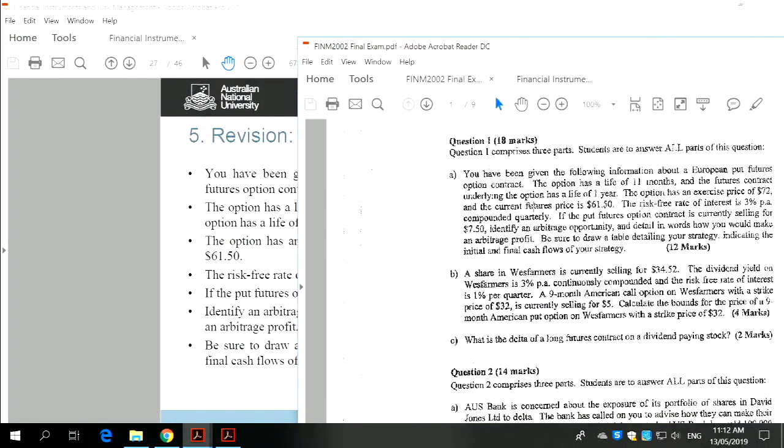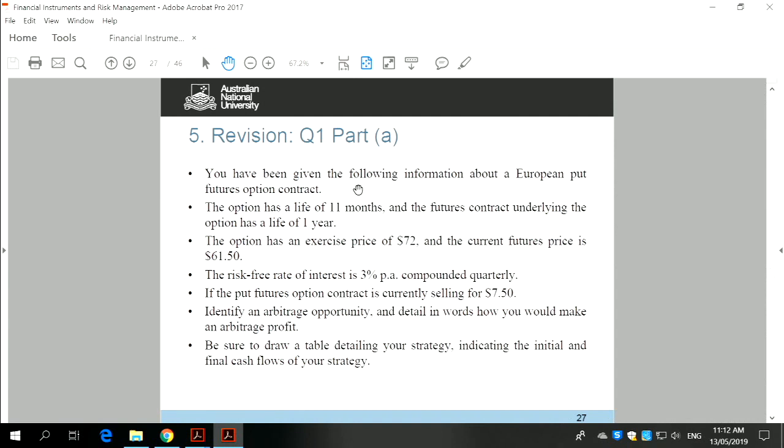So I've rewritten this question in my slide because it's quite hard to read. The first question says, you have been given the following information about a European put futures contract. The option has a life of 11 months, and the futures contract underlying the option has a life of 1 year. Right away, we know that the 1 year is redundant information we don't need.